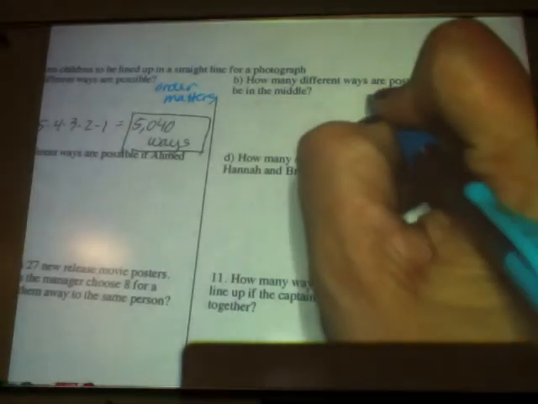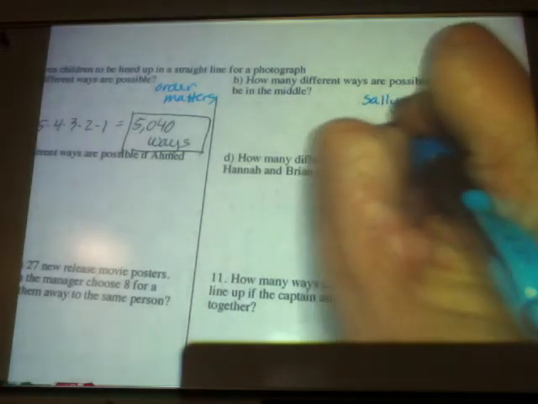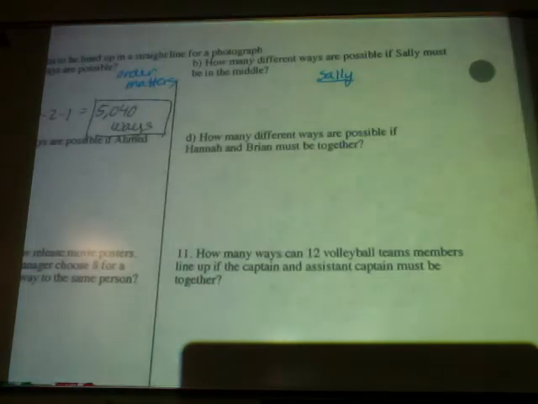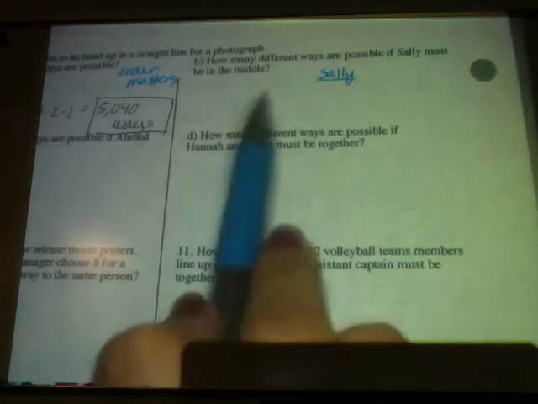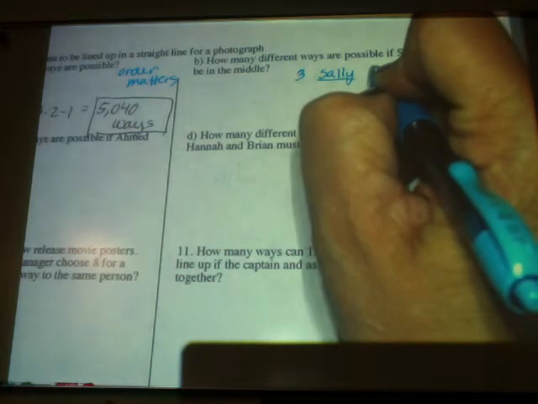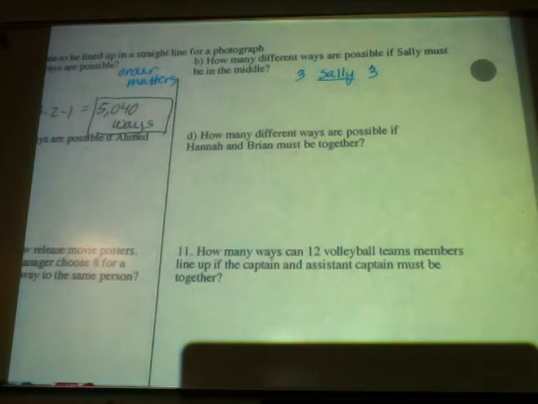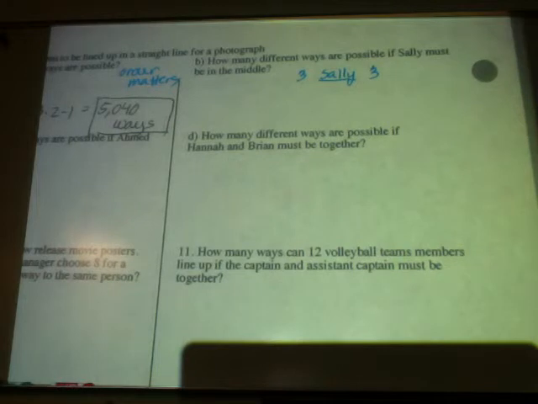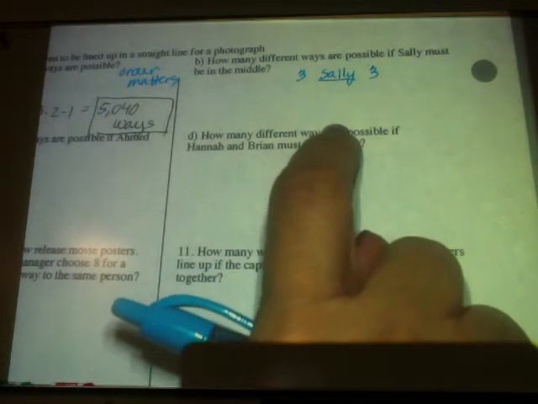So draw yourself a picture of what's going on. Here's Sally. She's special. She wants to be in the middle. Maybe she's the tallest. I don't know. So how many people are to the left of her? Three. How many people are to the right of her? There's seven altogether, so doesn't that leave three? Right? We really could look at this just being an arrangement of six people, as long as we just throw Sally in the middle all the time, right?